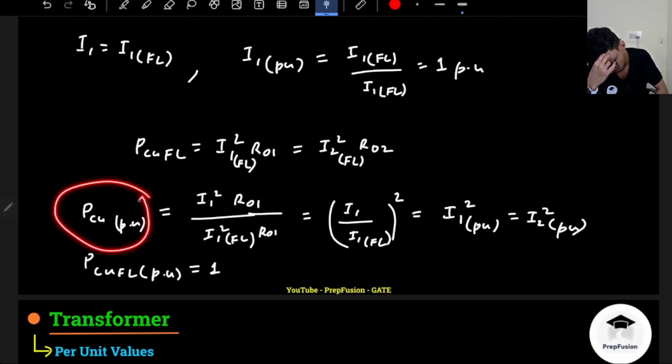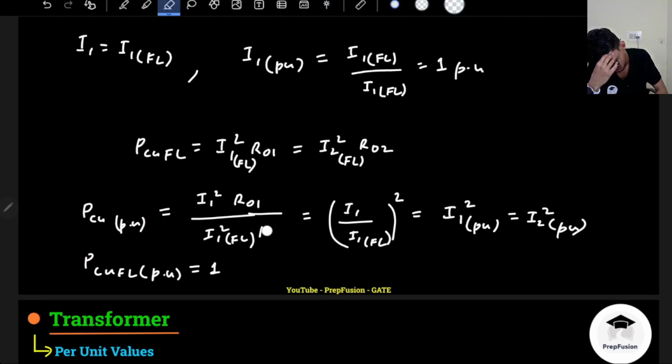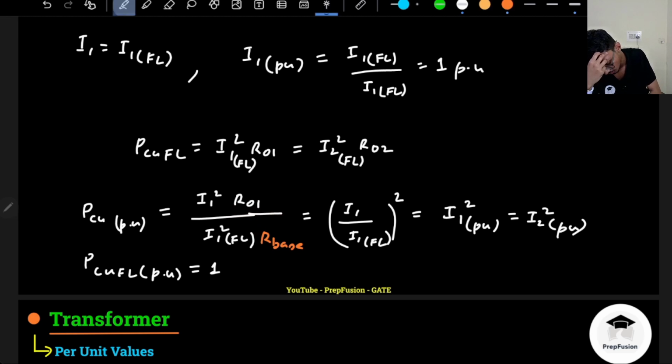Per unit copper loss will be actually, okay, I made a mistake here. Sorry. This is not R01, this is basically R base. So I have to divide by the R base actually. Okay, my bad. So if I divide R01 divided by R base, what will this be? This will be R01 PU. So I was making a mistake here, sorry.